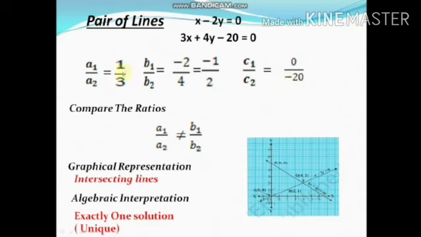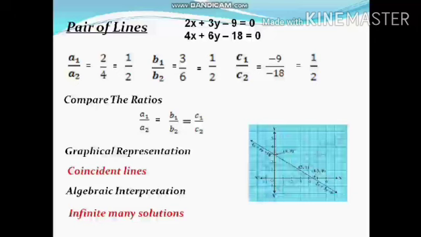When we compare a1 upon a2 with b1 upon b2, we can easily see, student, a1 upon a2 is not equal to b1 upon b2. For this type of pair of linear equations, which type of graphical representation will we get? We will get intersecting lines. It means we will get exactly one solution.